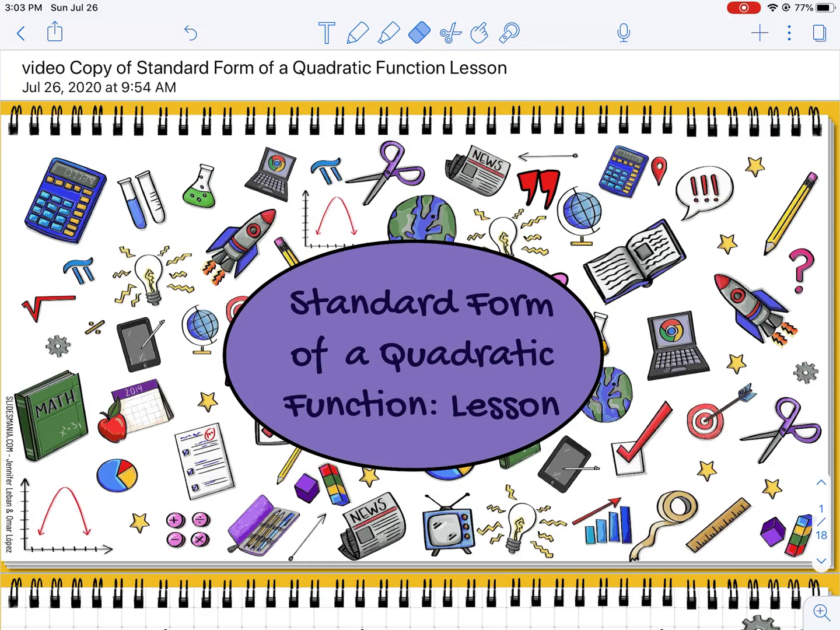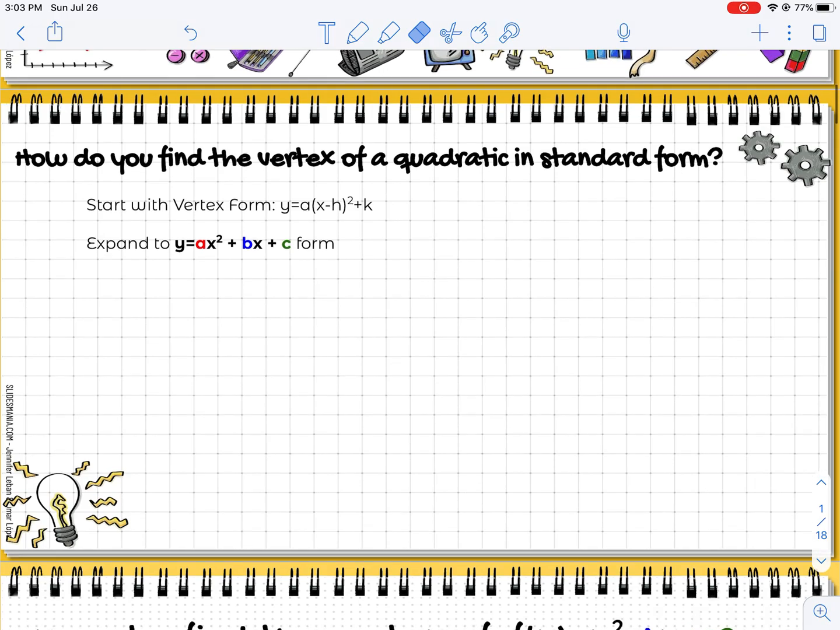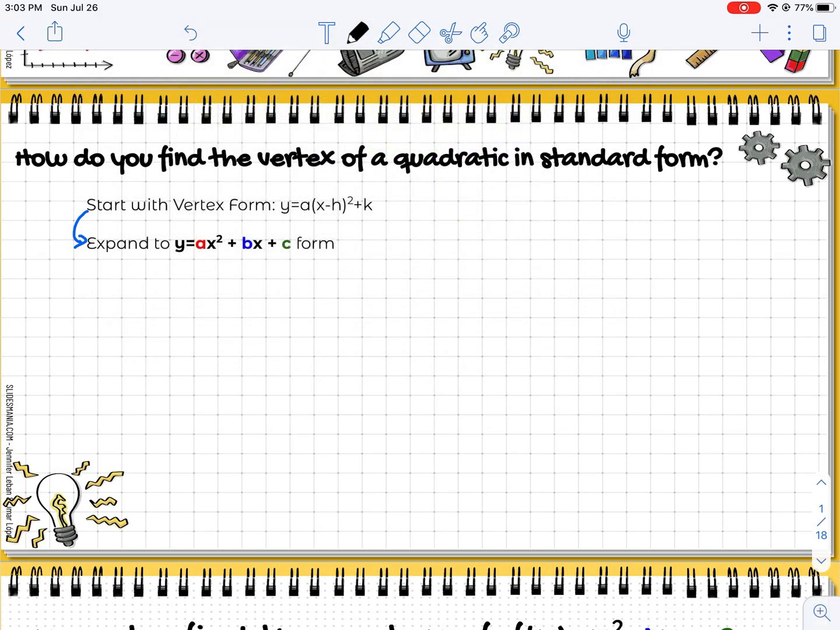Okay, in this video, we're going to learn about standard form of a quadratic function and how to graph something that's in that form by hand. To tie this to what you've been learning, we're going to start with vertex form and expand that to standard form so we can see the similarities and how all these formulas are developed. So I'm going to start with my vertex form, and you've done this numerous times.